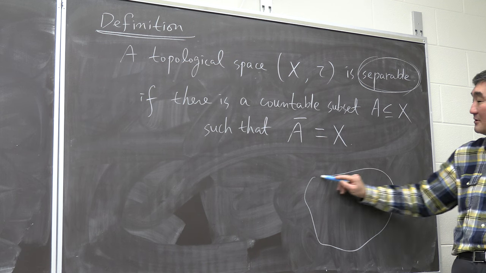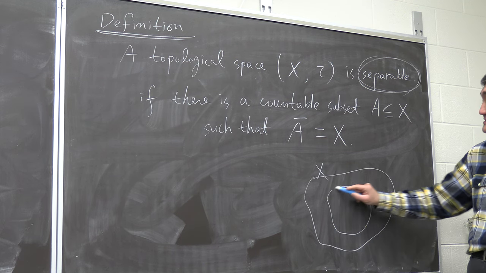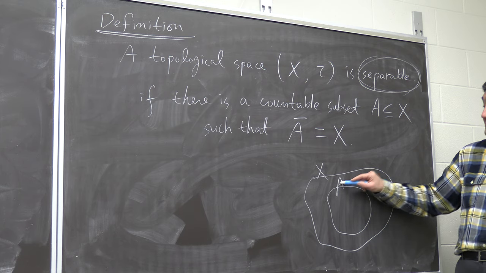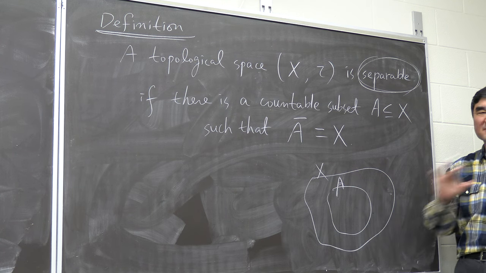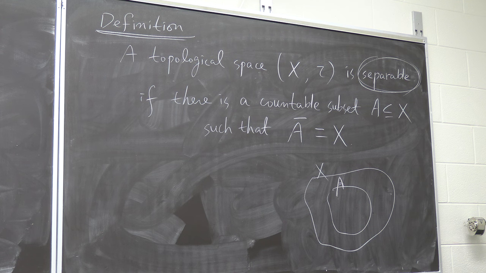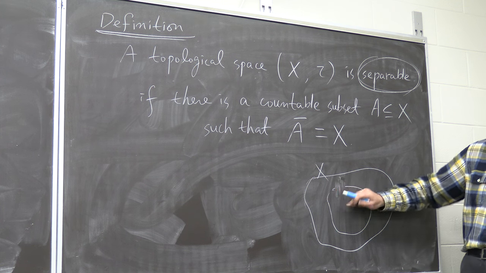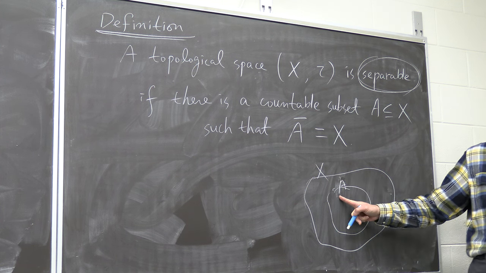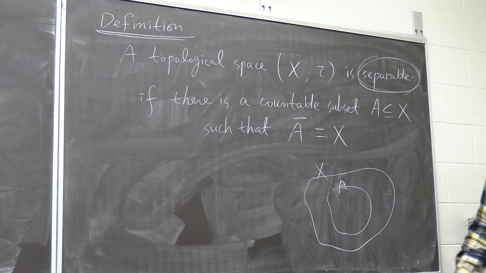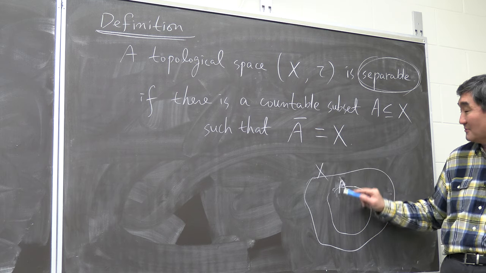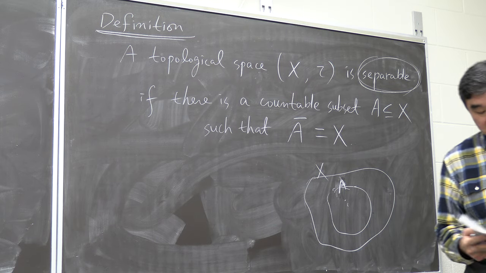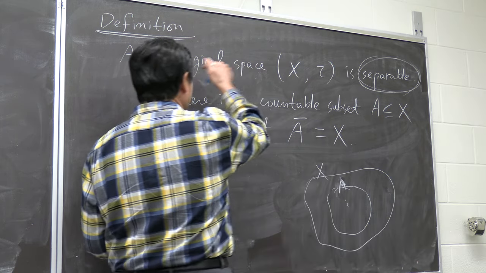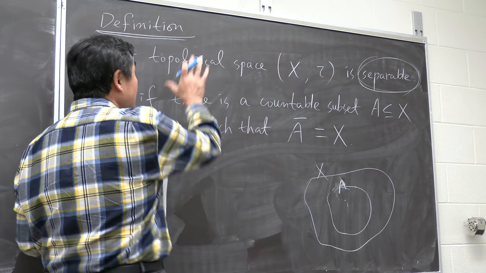We have a whole topological space X and some countable subset A, and the closure of that countable subset A covers the whole topological space. That's a very strong condition, right? To look at the whole topological space X, you just look at its countable subset A, which must be good enough, because the closure of only this countable subset covers the whole space. The separable topological space is a very strong topological space.